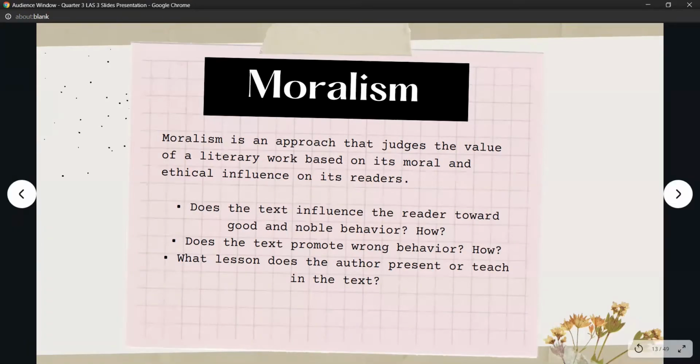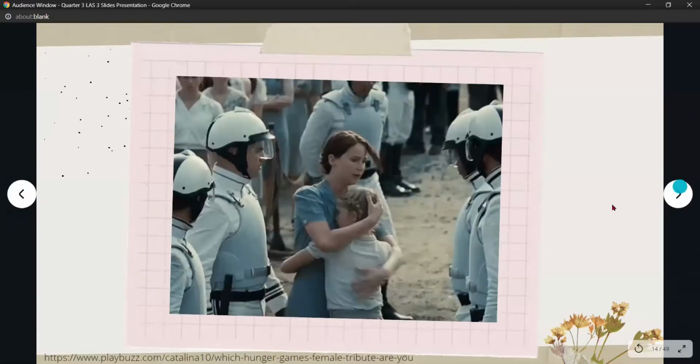Let's pick one guide question. What lesson does the author present or teach in the text? I have to say that there are a lot of morals we can glean from The Hunger Games, but one of the scenes that really stands out is when Katniss volunteers to be a tribute in the games to replace her younger sister, Prim. Katniss knows so well that Prim has a very slim chance to survive in the games and be a victor. This ultimately taught us the lesson of self-sacrifice and responsibility.